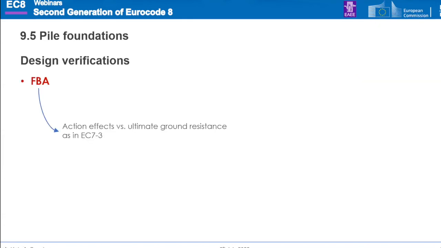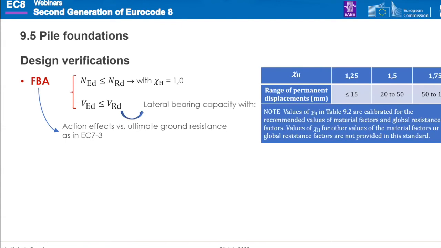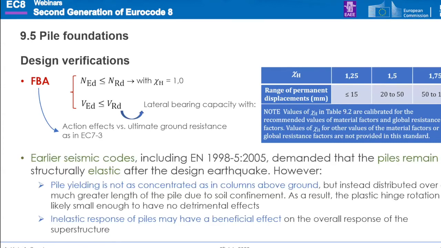In terms of the force-based approach, the action effects are to be compared with the ultimate ground resistance, as in Eurocode 7. And so we have the vertical force and the shear force. For the vertical force, we have kh equal to 1, because there are no permanent displacements. For the lateral bearing capacity, instead, we have a range of values of kh, which corresponds also to a range of permanent displacements for the horizontal response of the piles.